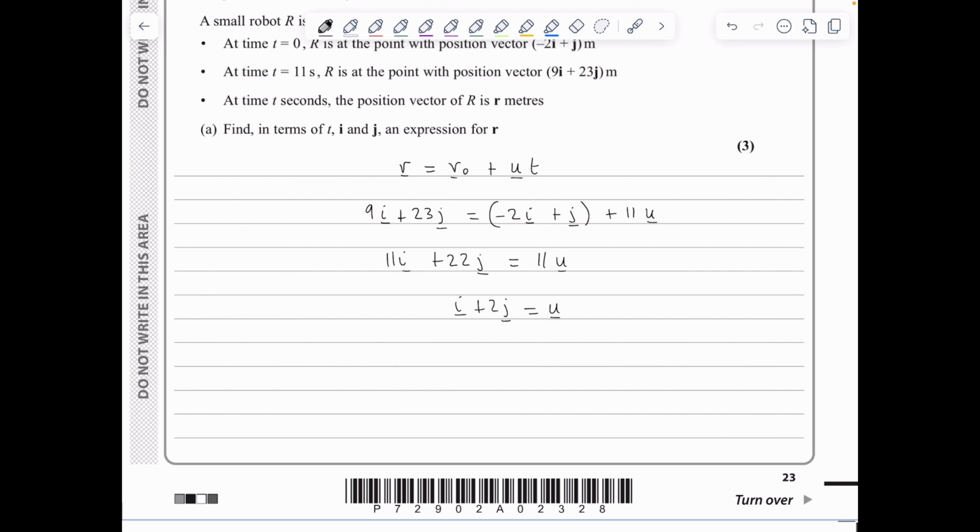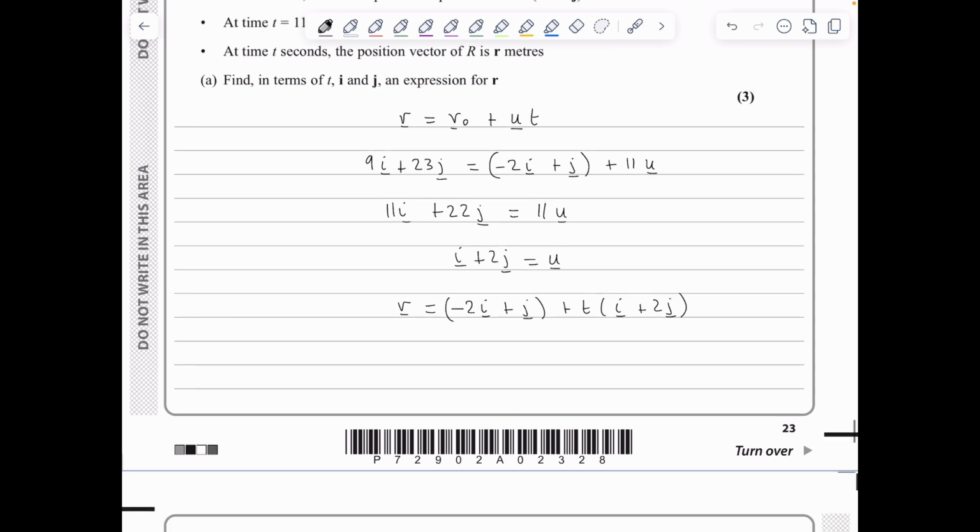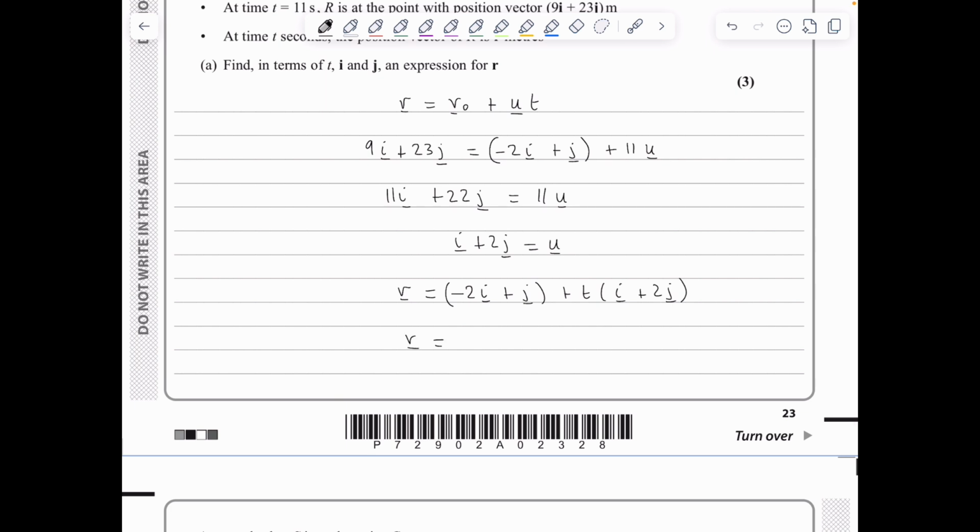So I can proceed. My general position vector is the initial position vector of minus 2i plus j plus t times the i plus 2j. I will be collecting the i components together, so this leads to r is minus 2 plus t i, and I will be collecting the j components together, leading to 1 plus 2t j, and all of this is meters. This is the position vector of the robot t seconds after starting motion.